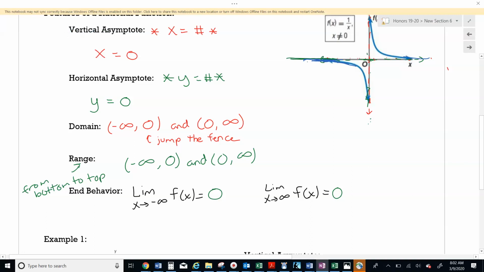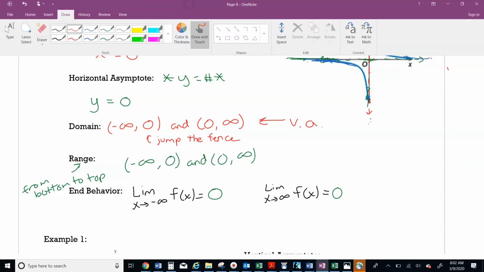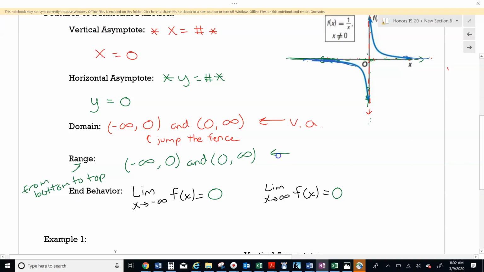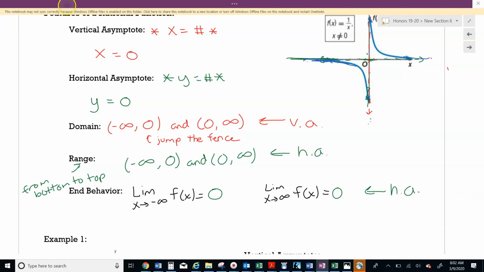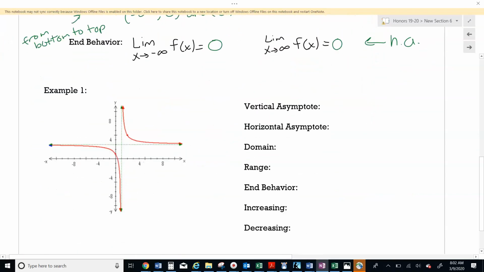So if you look, all the important features come from your vertical asymptote and horizontal asymptote. So this one uses your vertical asymptote. This uses your horizontal asymptote. And this uses your horizontal asymptote. Okay, so knowing where your asymptotes are is very important. So let's look at an example.